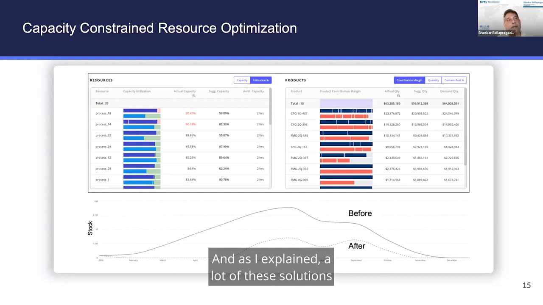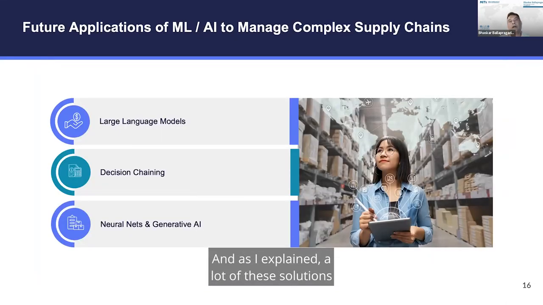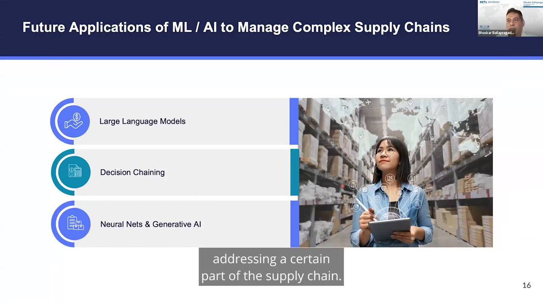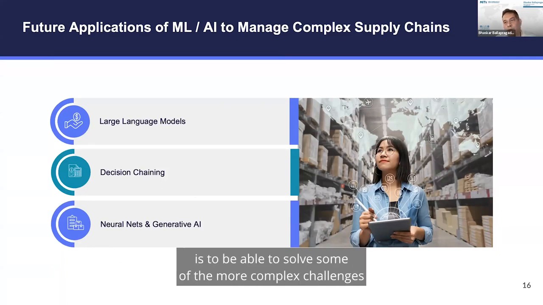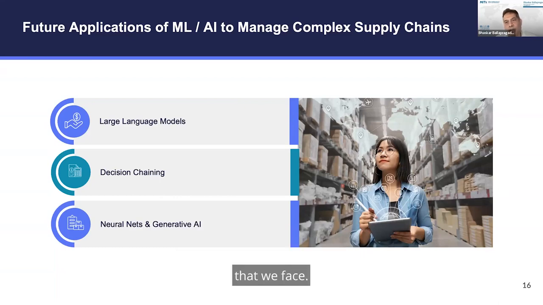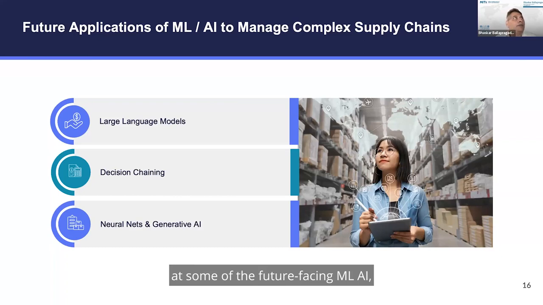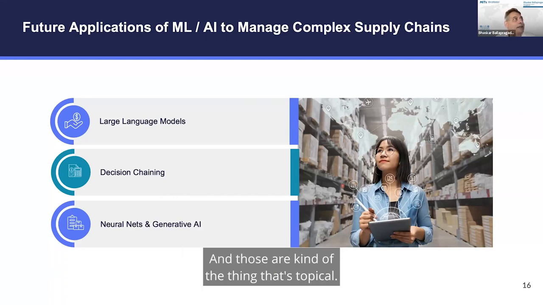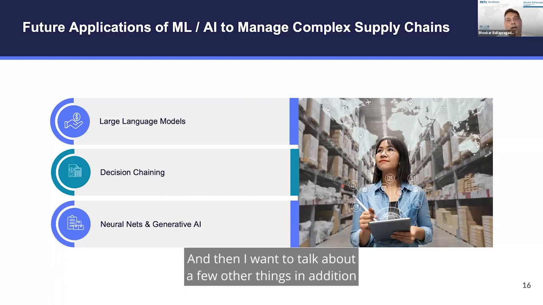And as I explained, a lot of these solutions end up being point solutions, addressing a certain part of the supply chain. Really, what people are looking for is to be able to solve some of the more complex challenges that we face. And so if you start looking at some of the future facing ML and AI, you have to talk about the large language models, right? And those are the thing that's topical. And then I want to talk about a few other things in addition to that.